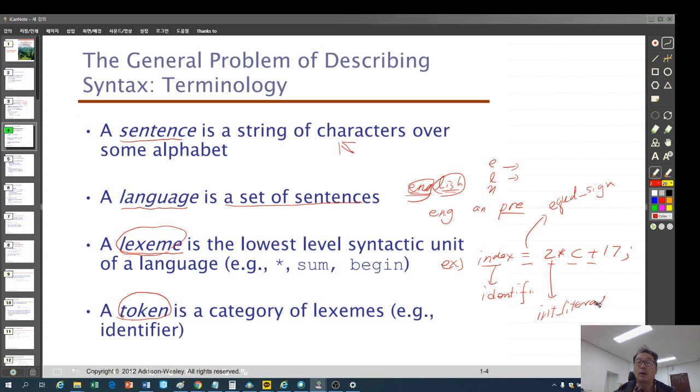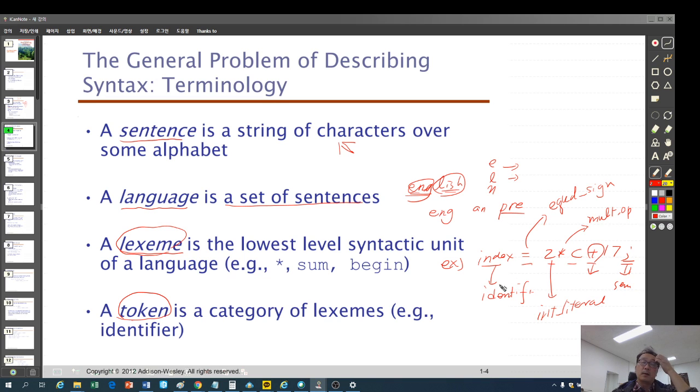우리가 상수라고 하고요. What is star? Star is a multiplication operator, right? Maybe this is some addition operator. Or what is this? This is a semicolon, right?